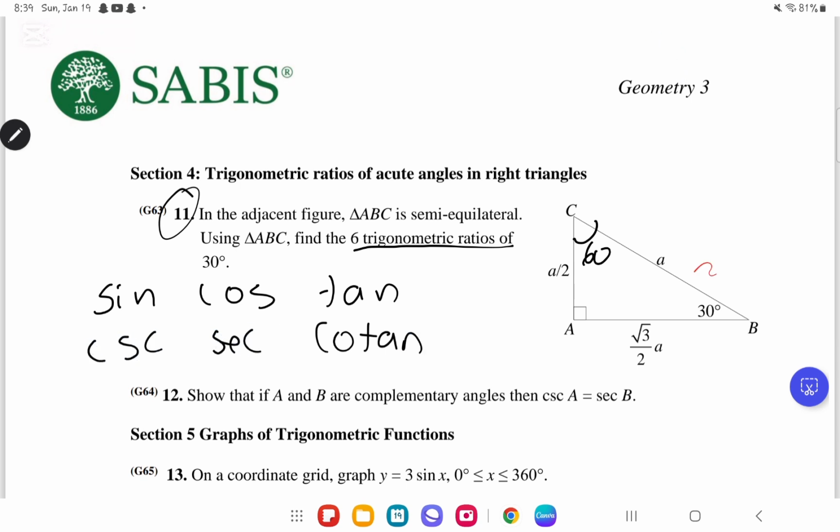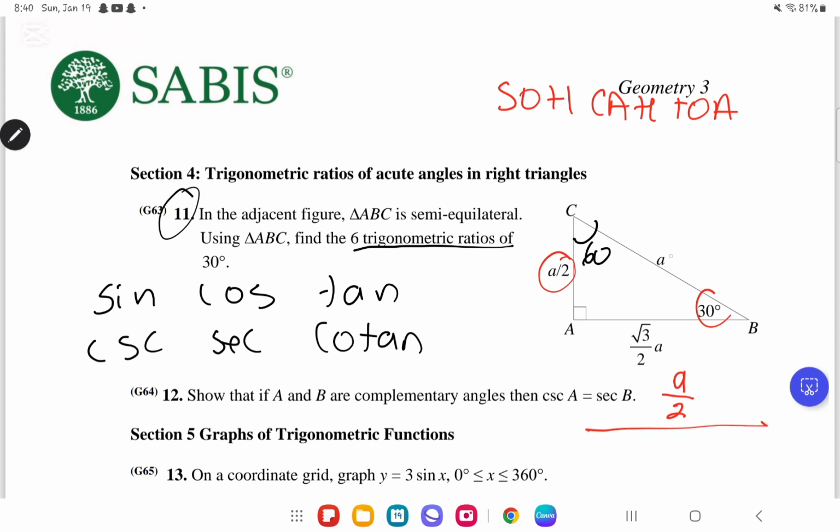Very simply, to find the sine of the 30, we're going to apply SOHCAHTOA. So, the sine of 30 is going to be the opposite, which is a over 2, divided by the hypotenuse, which is a, which then yields an answer of 1 over 2. So, the sine is equal to 1 over 2.